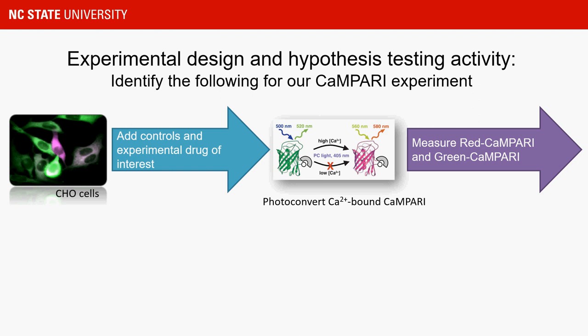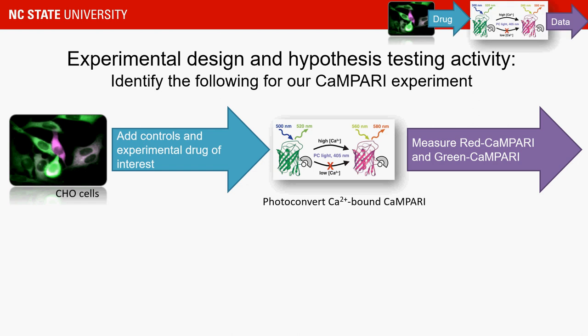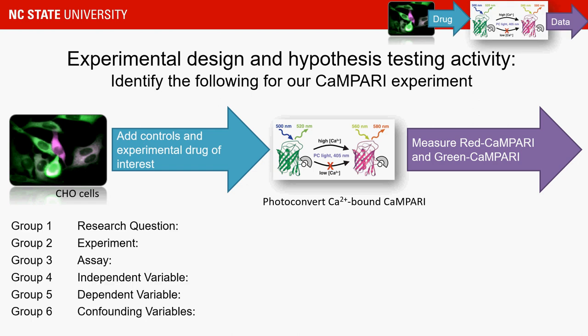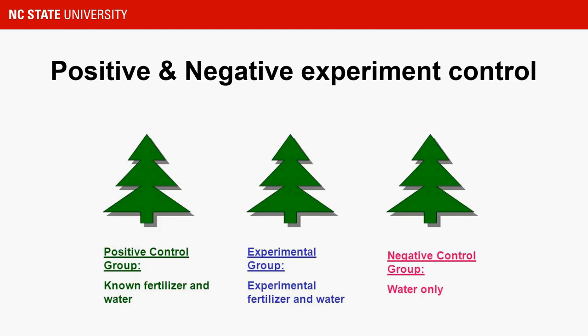If you can still recall from the first lecture, how Campari is able to indicate the intracellular calcium level is that at a high calcium concentration state, the Campari gene is going to convert from green to red under UV light. So again, you can think about all the terminology involved in this research experiment design.